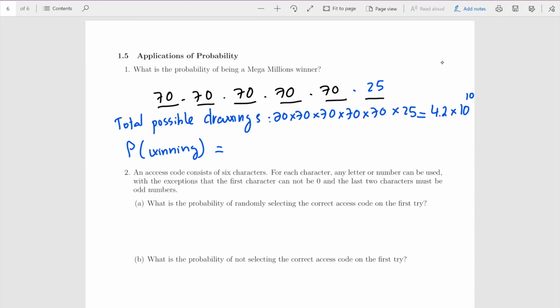So if you buy one ticket, that means you just pick one possible drawing, which is 1. And then you have to divide it by the total possible drawings, which is 4.2 times 10 to the 10. If you use a calculator, the number is very, very small, close to 0. What does it tell you? That if you only spend $2 buying a ticket, this is your chance of winning this lottery. The chance is, again, very, very small.